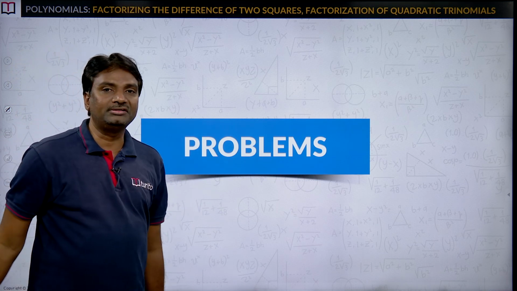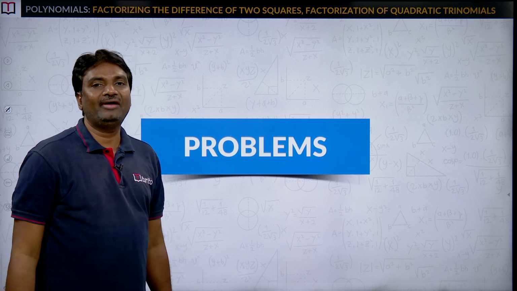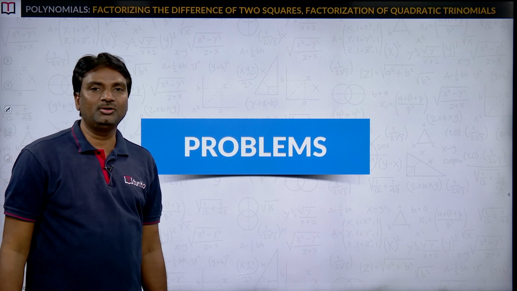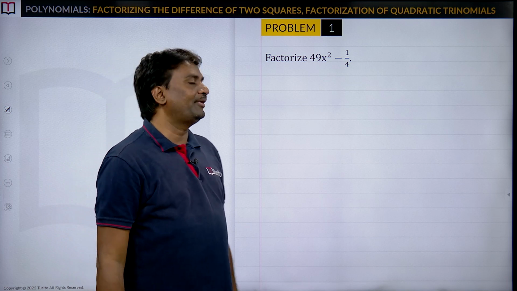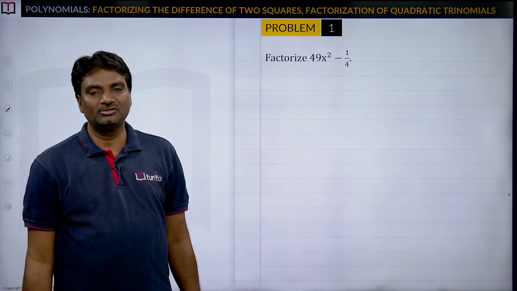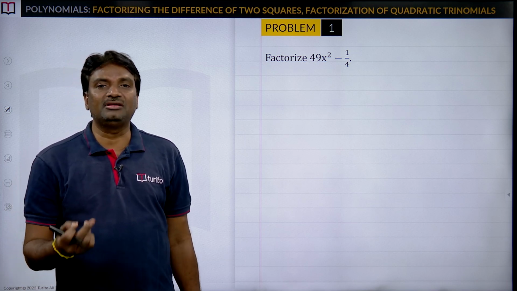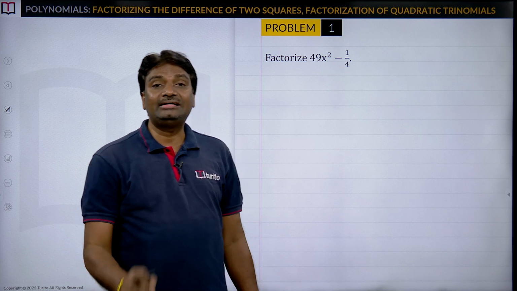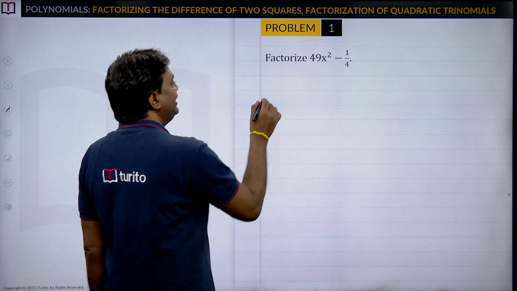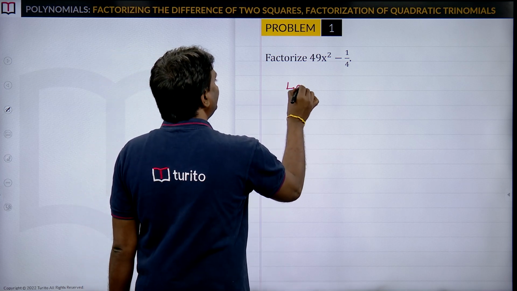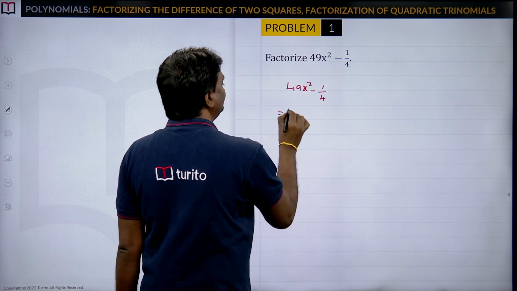Now we are going to discuss the problems related to the formula a square minus b square equals a minus b into a plus b. Look at this. Factorize 49x square minus 1 by 4. Two terms are given. First of all, we have to express the two terms of the given polynomial as the difference of two squares, that is, in the form of a square minus b square.